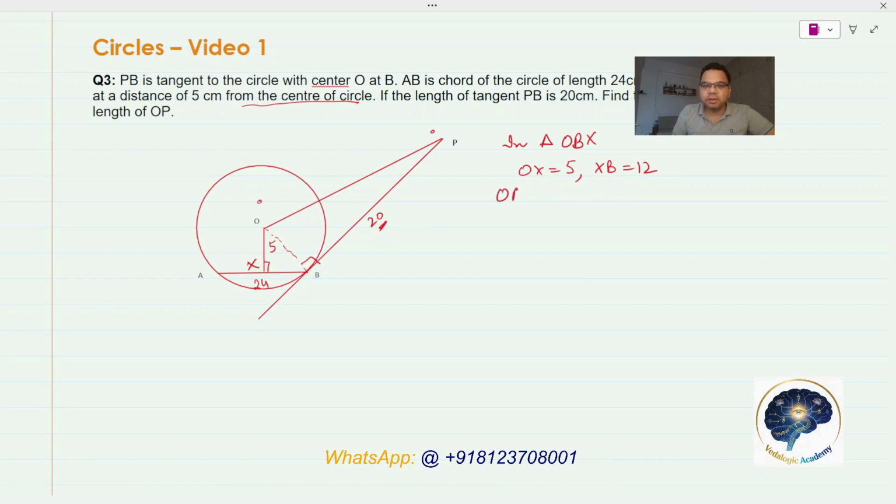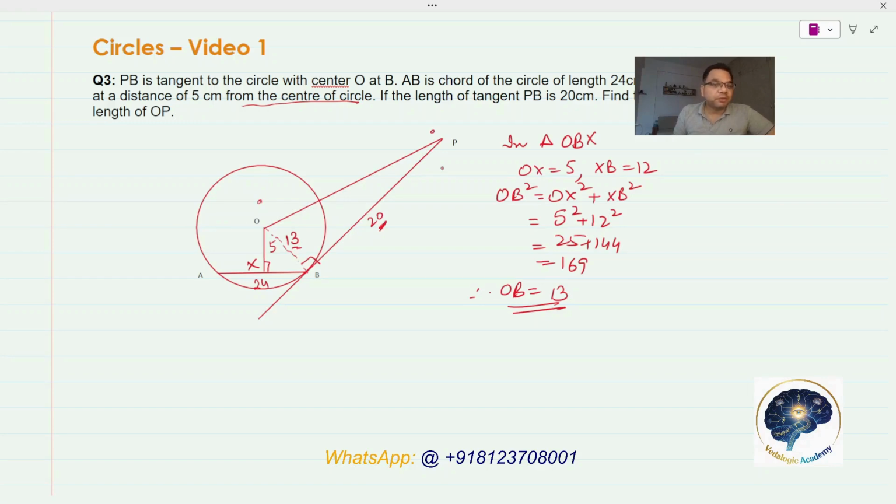So we have OB square equals OX square plus XB square, Pythagoras theorem, right? Simple Pythagoras. So this becomes 5 square plus 12 square, which is 25 plus 144, which is 169. And therefore OB becomes 13. So the radius becomes 13 here. This is one thing we have found out.